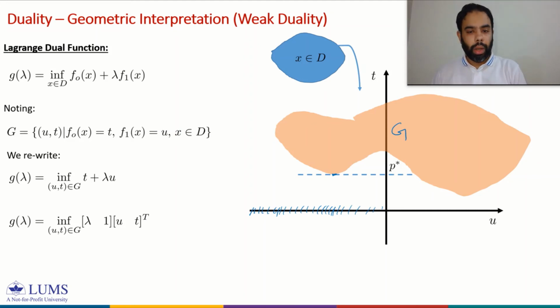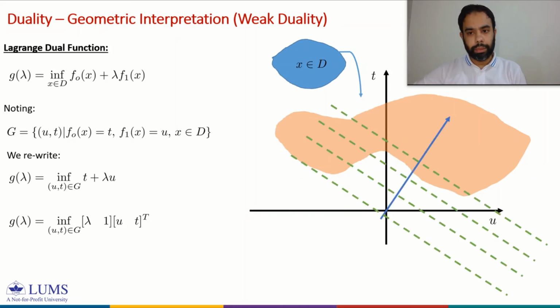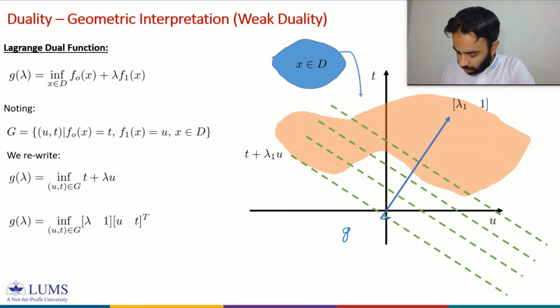Okay, let's talk about the interpretation of the Lagrange dual function in this case, right? Again, we take some, say, lambda 1 point, and for this lambda 1 point, this would be the value of the Lagrange dual function g(lambda 1). Since for this lambda 1, the green hyperplane is supporting the set G, right?